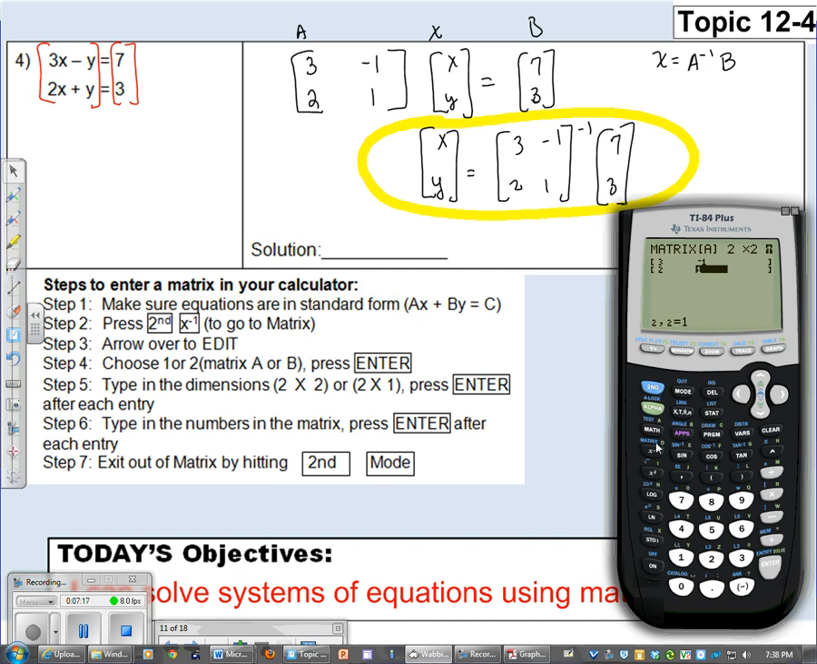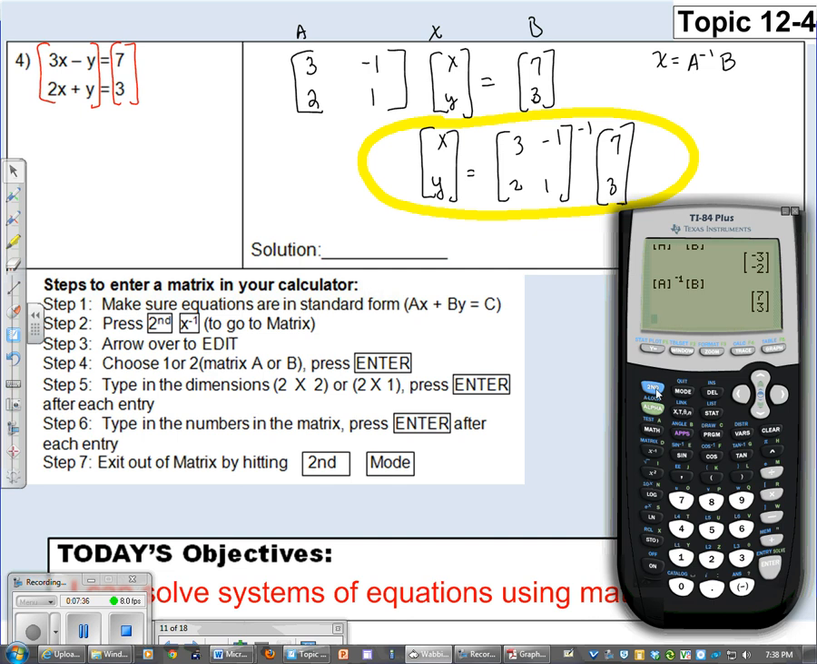Now I'm going to hit second matrix again and edit. We want to edit B now. It is a 2 by 1. We're changing the numbers. It is now 7 and 3. Checking the numbers, making sure they're okay. Second, quit. We get out of there.